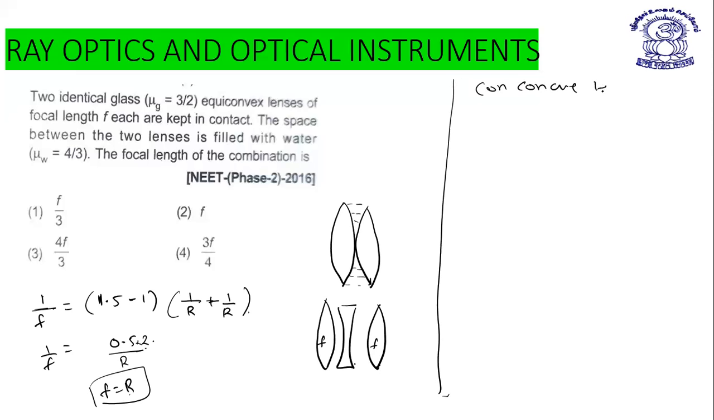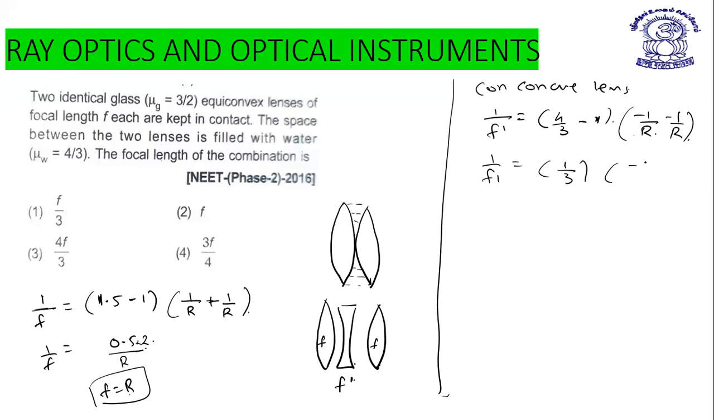Now, for the concave lens, let's say the focal length is f dash. So we can write 1 upon f dash is equal to (1.33 or 4 by 3 minus 1) into (minus 1 by r minus 1 by r). So 1 upon f1 is equal to 1 by 3 into minus 2 by r. But r can be replaced by f. So 1 upon f1 is equal to minus 2 by 3f.